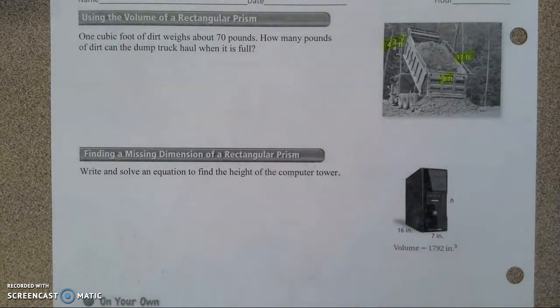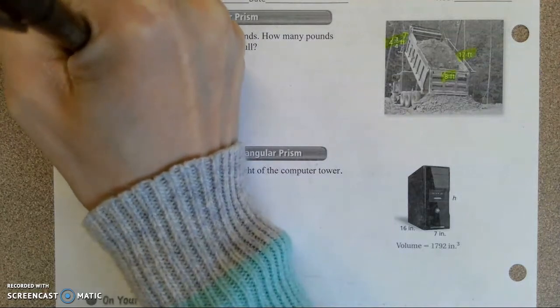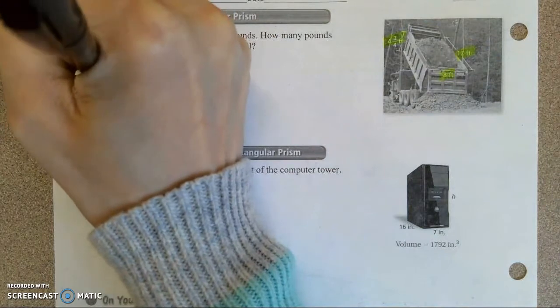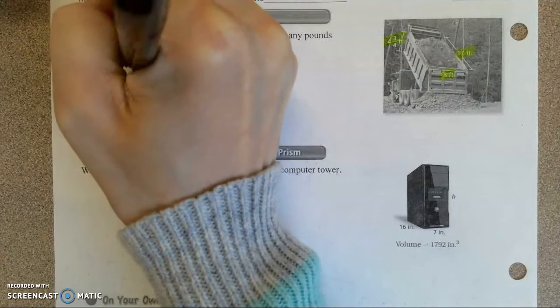So first of all, we need to figure out the volume. So we're going to start with that. I'm going to use my volume formula, and then I'm going to substitute in my numbers. So I have 17 times 8 times 4 and 3/4.